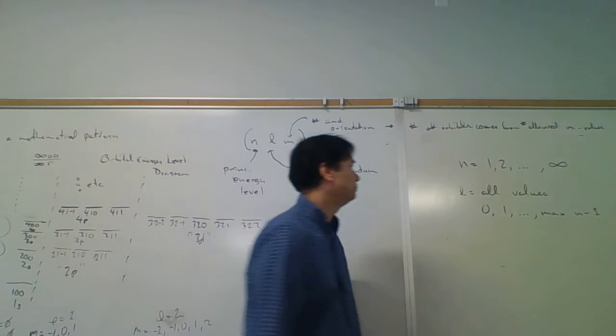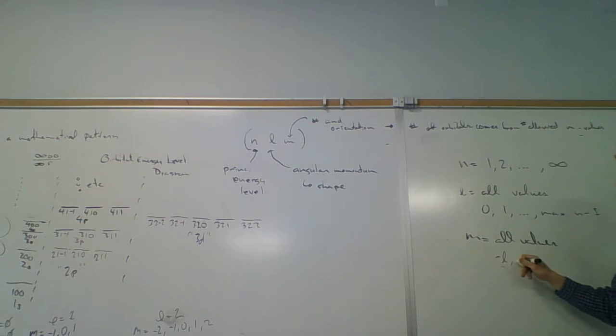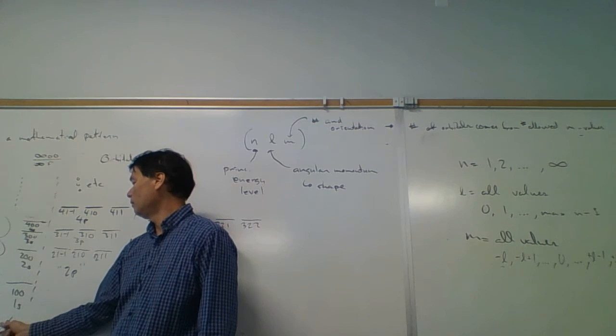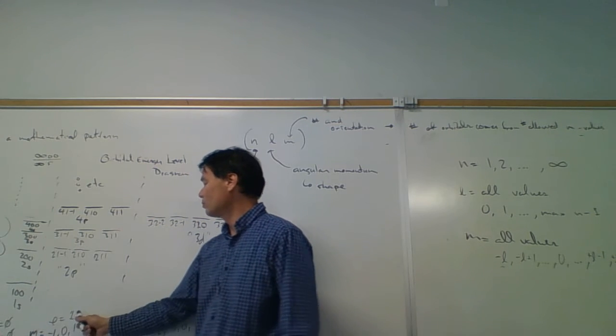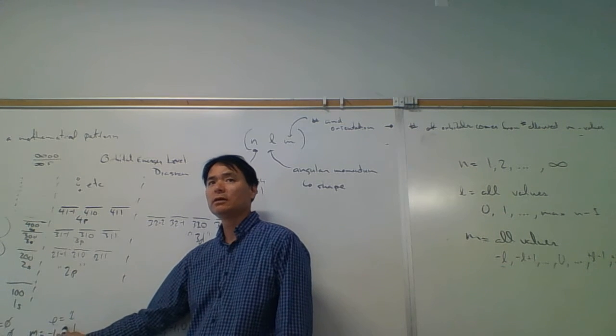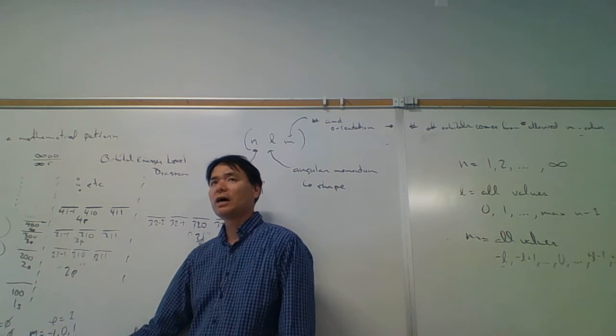And then m is going to have all values from minus L, minus L plus 1, through 0, through L minus 1, to plus L. And so here, if L equals 0, then we're allowed all values from minus 0 to plus 0. Well, all values from minus 0 to plus 0 is just 0. Over here, if L equals 1, then we're allowed all values from minus 1 to plus 1. Well, what are all values from minus 1 to plus 1? It would be minus 1, 0, and plus 1. 1.1 is forbidden. 0.9 is forbidden. It has to be an integer.